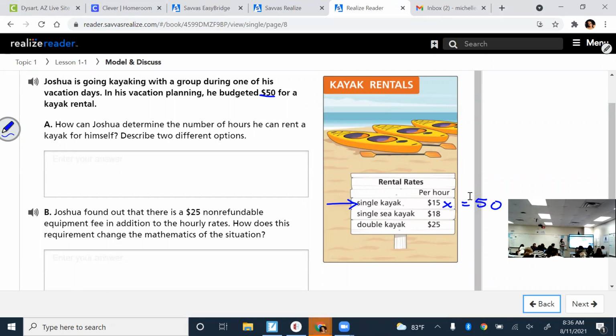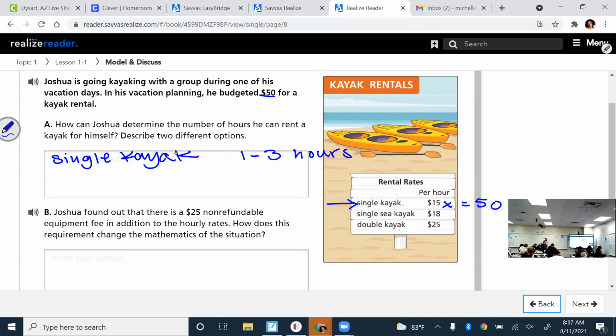So if he wants to do the single kayak, and you can write this down, he can rent it for either 1 to 3 hours. That's how much he can afford.